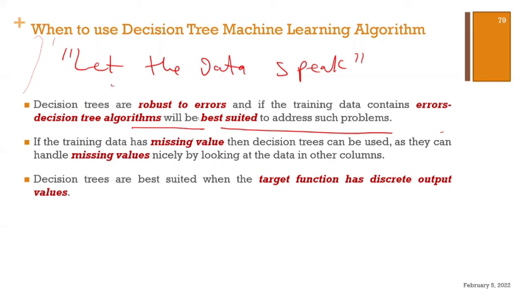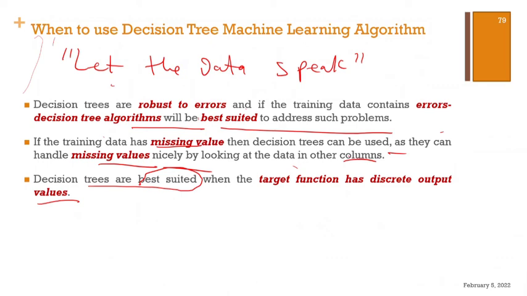If the training data has missing value, then decision tree also can be used, as they can handle missing value nicely by looking at the data in other columns. Yeah, missing value is one of the major problems we face in machine learning. We already discussed missing value before and how to handle it. So when you have missing value, handling it becomes challenging. In fact, decision tree can easily handle that for you. And they are also best suited when the target function has discrete output value. Decision trees are best suited. It doesn't mean we cannot use it when we have to predict numbers like a regression problem.